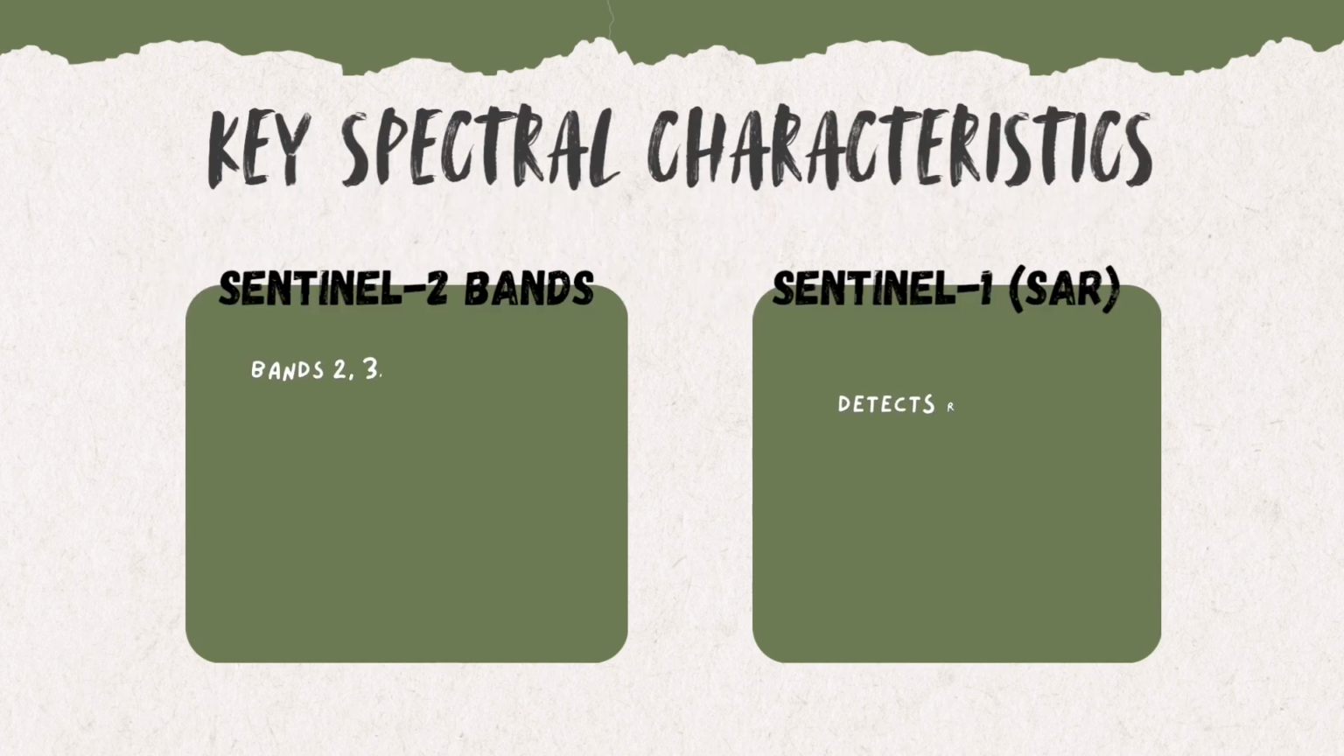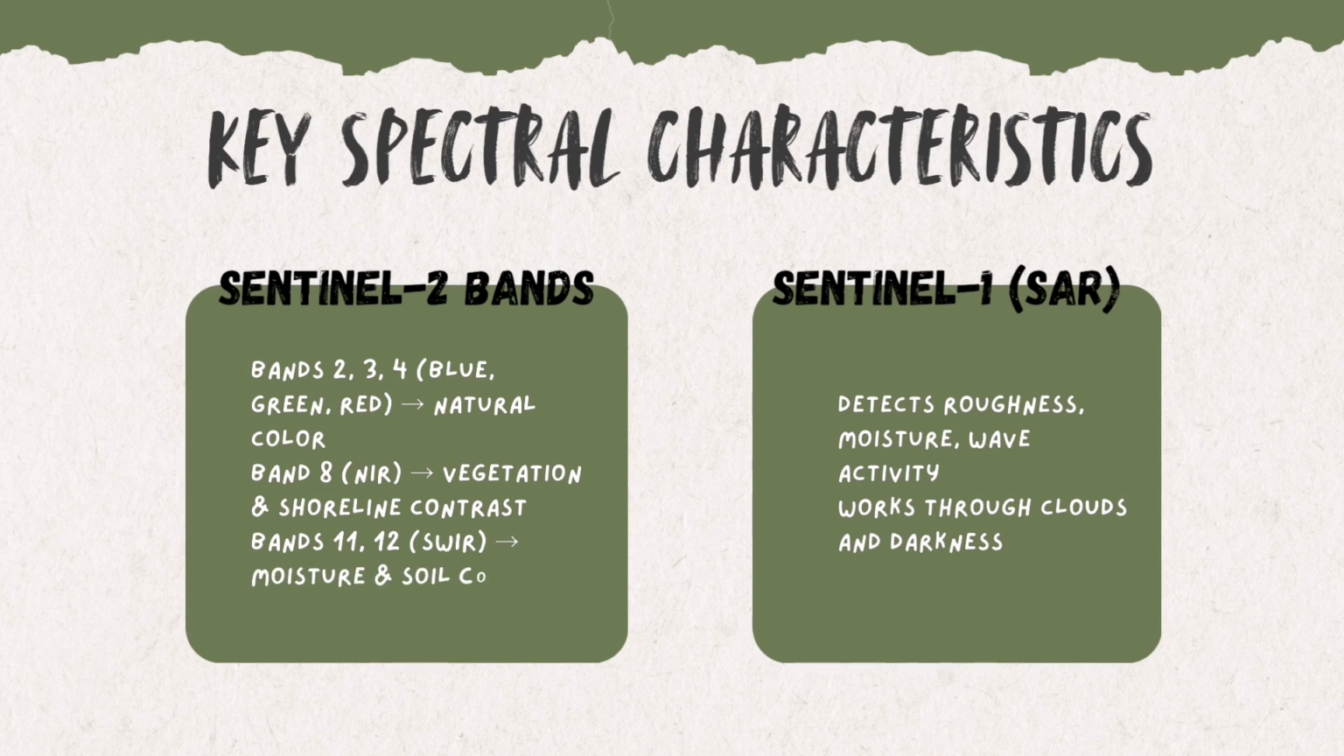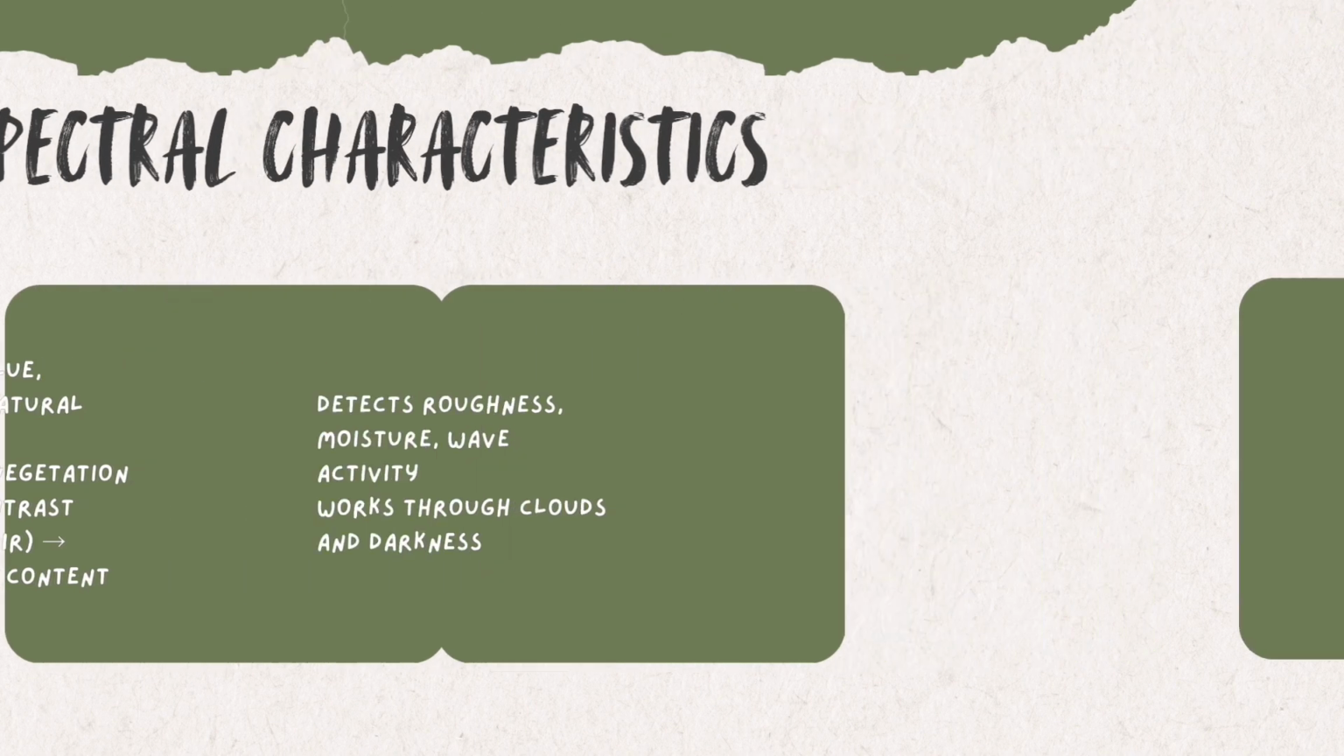Key spectral characteristics. Spectral bands help us separate land, water, and vegetation. Sentinel-2 uses visible bands for natural color images and the near-infrared band for vegetation analysis. Shortwave infrared bands detect soil moisture and highlight erosion-prone areas. Sentinel-1 uses SAR to detect changes in surface roughness and wave activity, even during cloudy conditions.